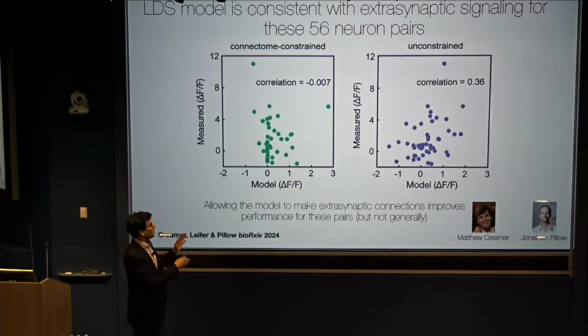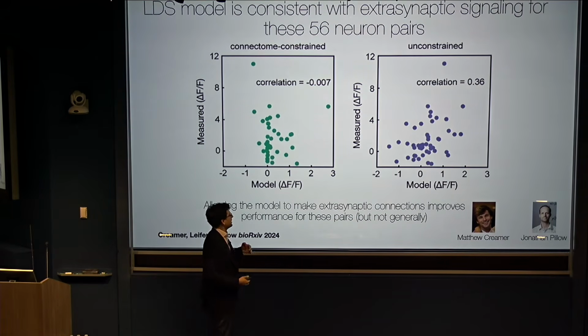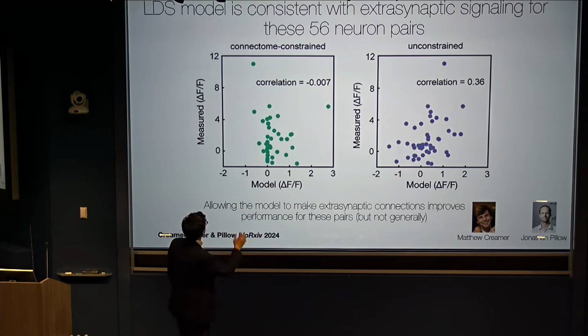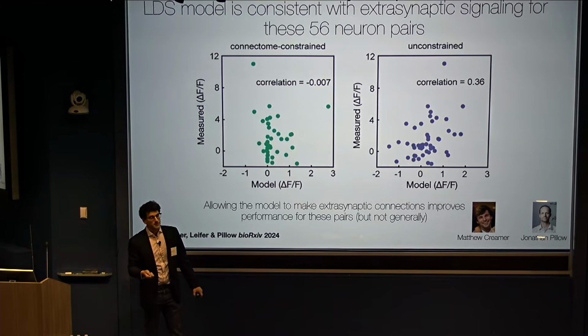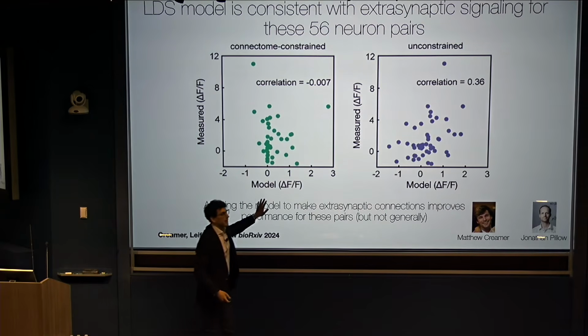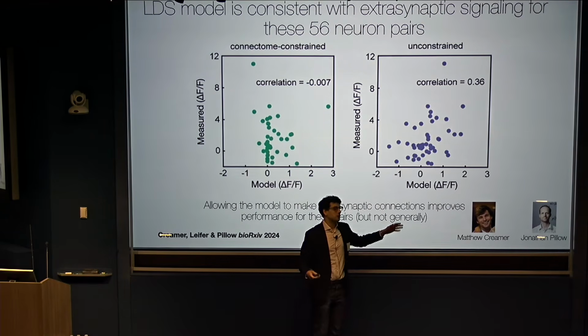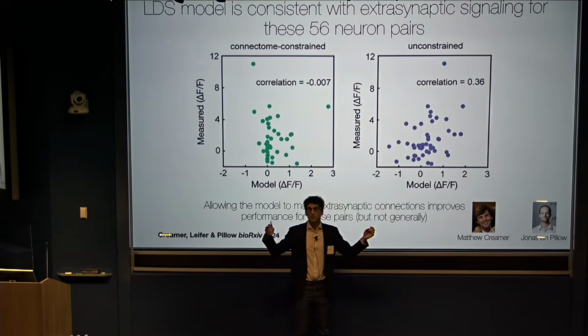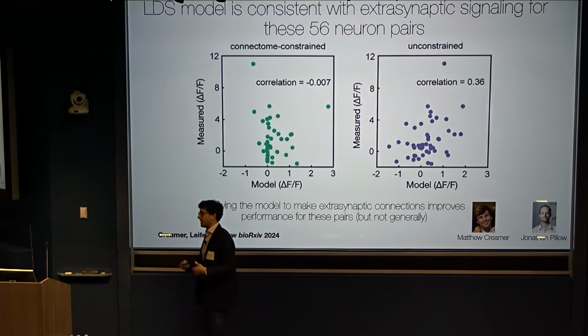And this is also consistent with our model. If you ask in general, does the model do better if you give it more wires, if you don't constrain it to the connectome? The answer is not that we can tell. But if you look at these cases where we have strong empirical evidence of extrasynaptic signaling, there the model struggles if it's constrained to only send signals along the wires. And if you allow it to add more wires, like you might need for extrasynaptic signaling, it adds them.